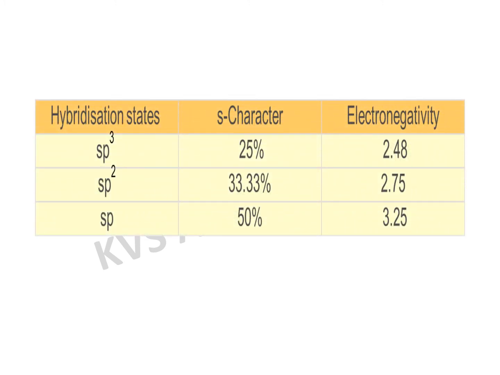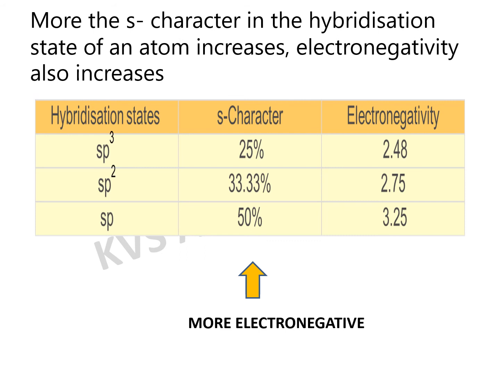This table shows the hybrid state, their s character and electronegativity. We can very well see in sp hybridization state, s character is maximum, that is 50%, and is more electronegative. Hence, we can conclude more the s character in the hybridization state of an atom increases, the electronegativity also increases.